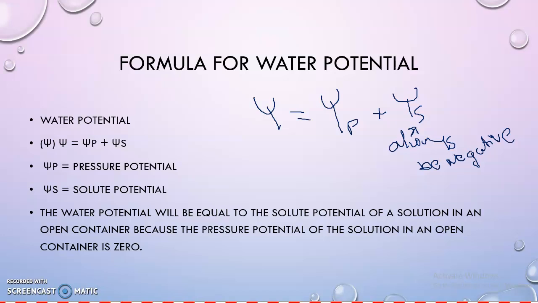Your pressure potential is going to be 0, with the exception of in plant cells. And we'll do a practice problem that involves calculating our pressure potential for plant cells, but for the most part, it's always going to be 0, unless explicitly stated. So that's kind of a review of your pressure and water potential.